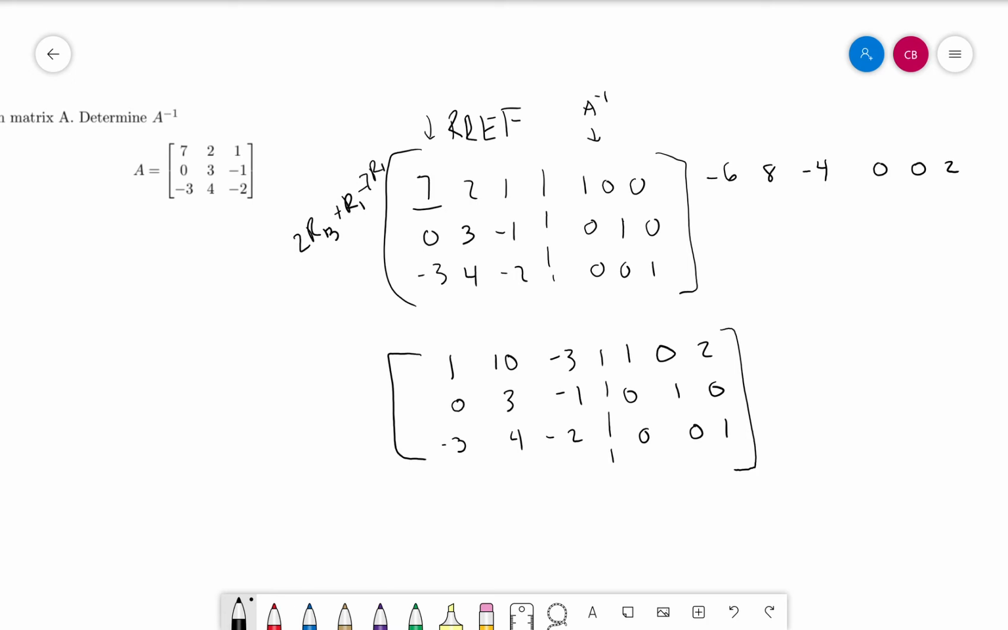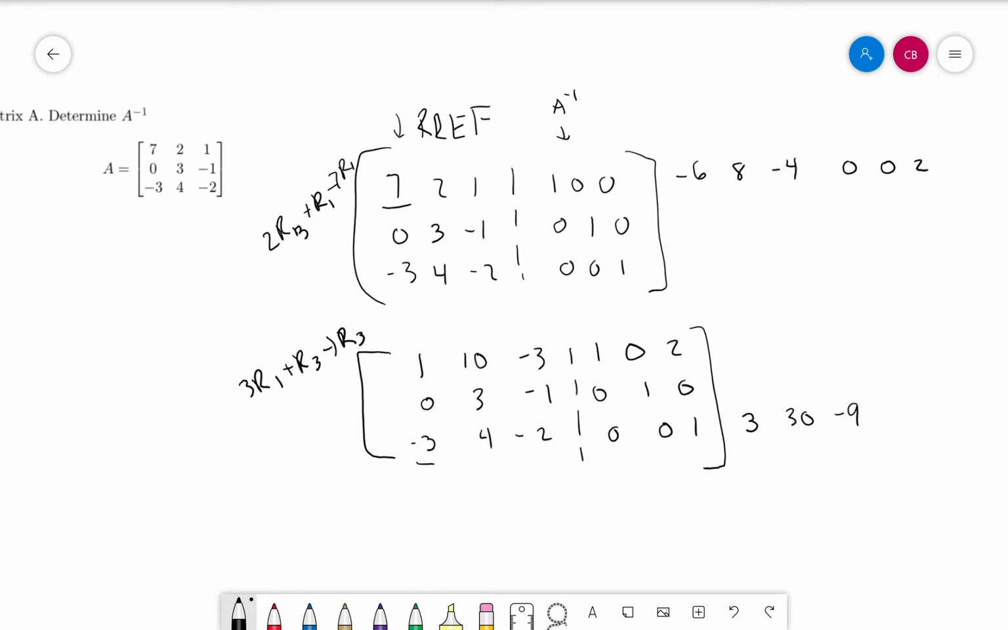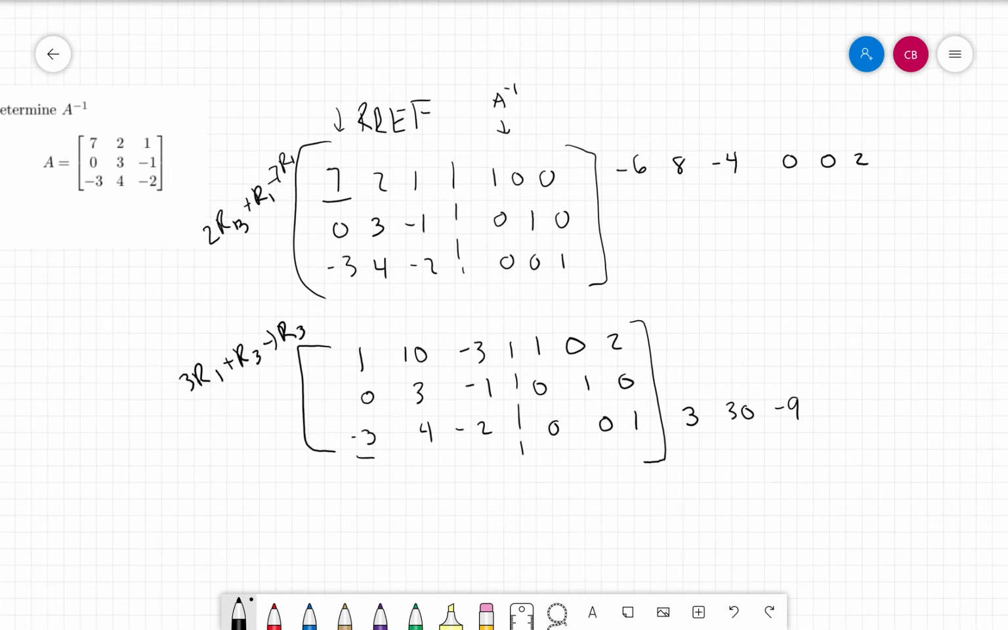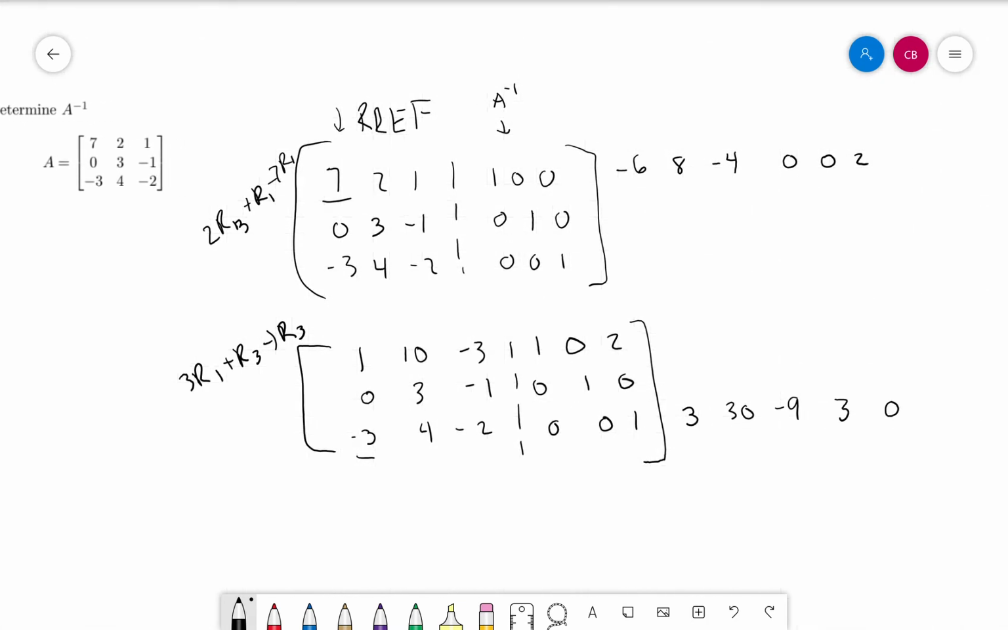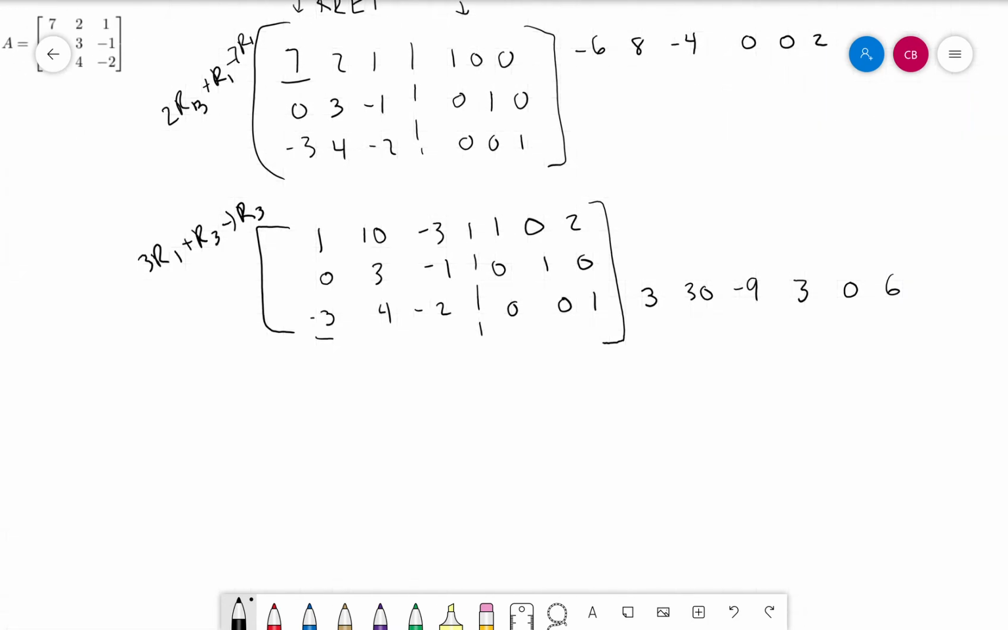Now we need to make this a 0. So we're going to do 3 times row 1, add it to row 3, yield row 3. Okay, 3 times row 1. So 3 times 1, 3. 3 times 10, 30. 3 times negative 3, negative 9. 3 times 1, 3. 3 times 0, 0. 3 times 2, 6. Okay, we're adding that to row 3 now.